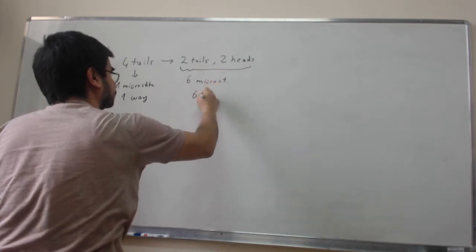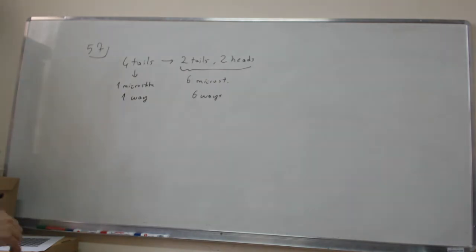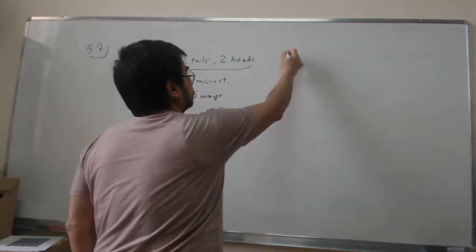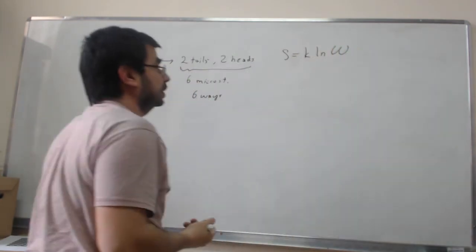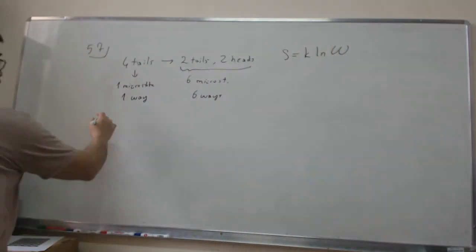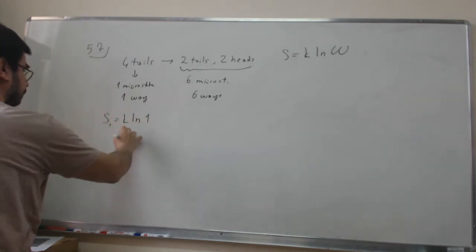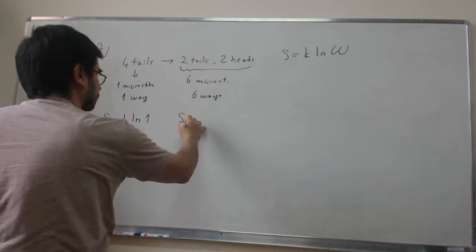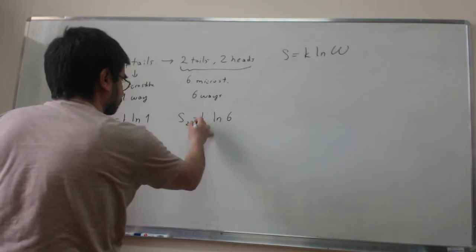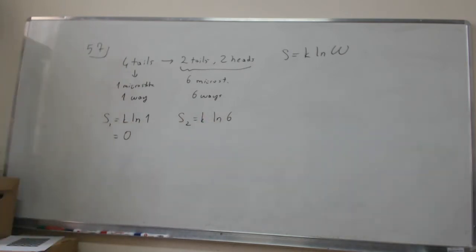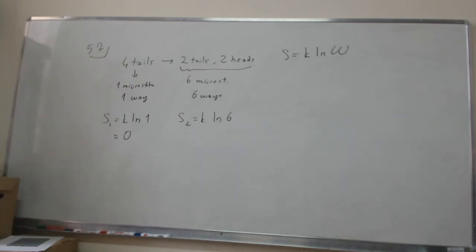or 6 ways, right? And from this you can calculate the entropy, because the entropy is just given by the Boltzmann constant times the natural logarithm of the number of ways you can arrange a system. And so S1 is going to be k times ln 1, which is just 0, and this is going to be k times ln 6, which is just some number. Okay, so you can just look up the value of the Boltzmann constant. So here you have an increase in entropy from 0 to some finite number.